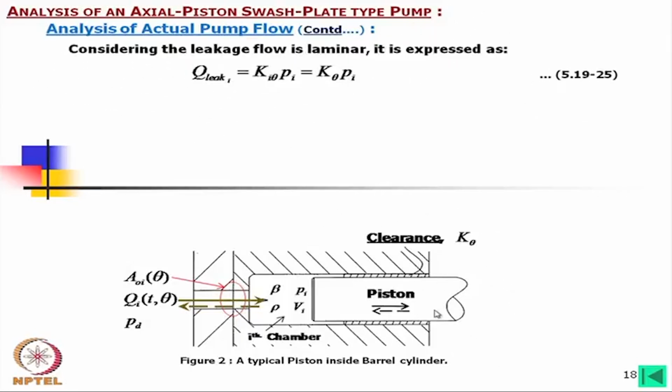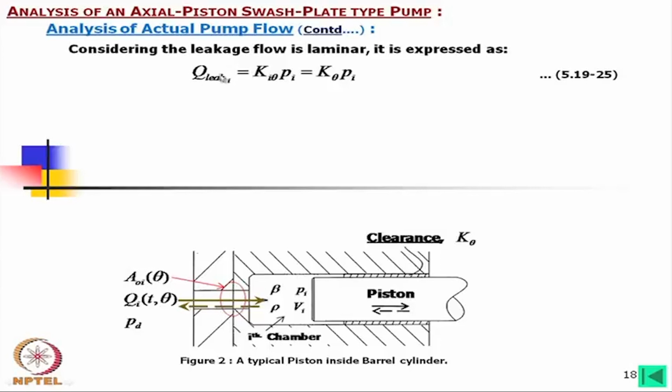One is k theta and another is the clearance. Now, the clearance is from the geometric dimensions; by measuring those dimensions and considering the tolerances, we can easily estimate what the clearances will be. But k theta is the leakage coefficient which we need to estimate.